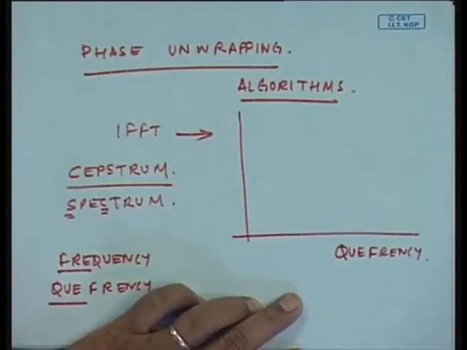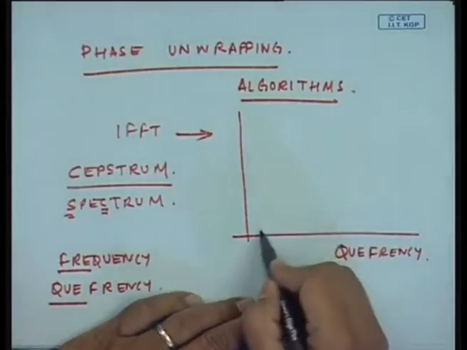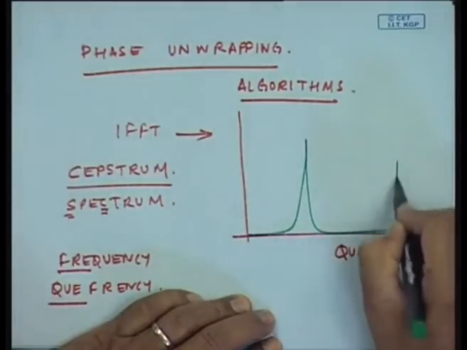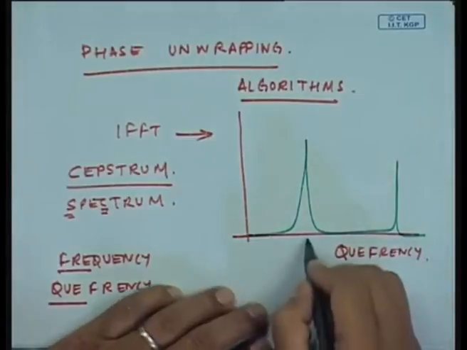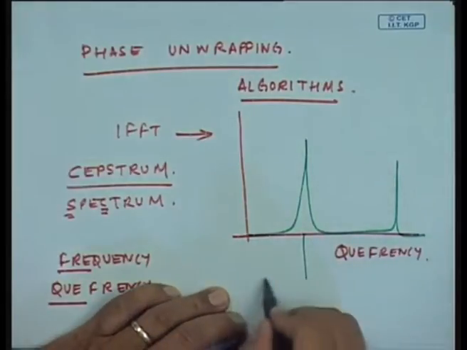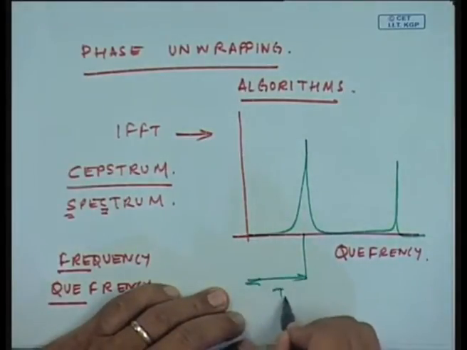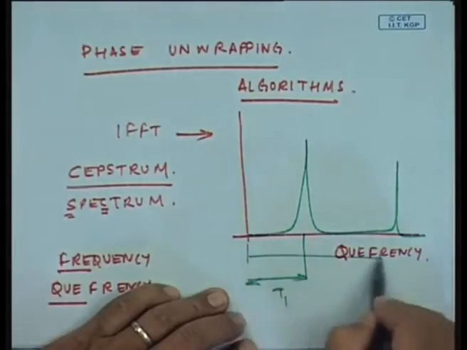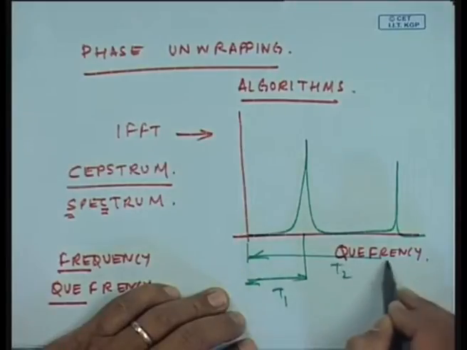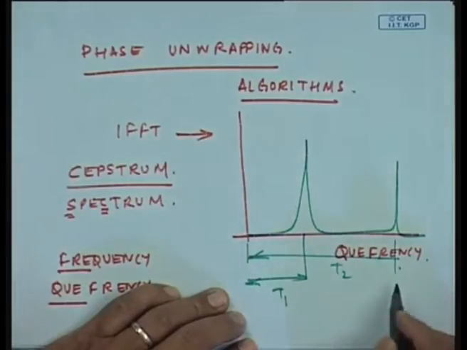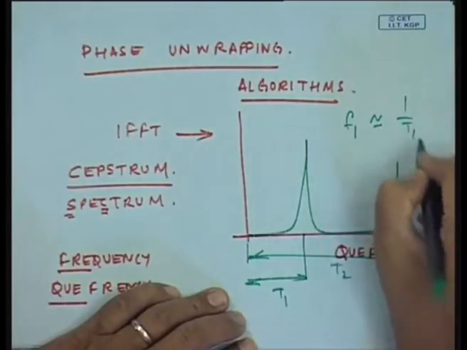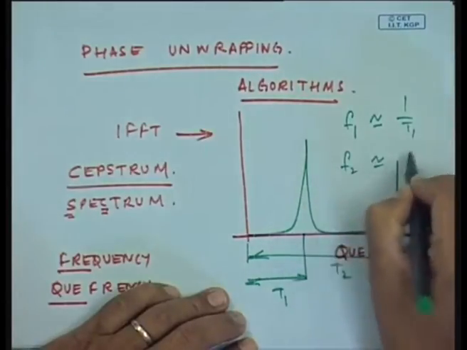Now, in this Q frequency, I will get certain peaks here. Now, this is in the time domain. Say suppose this is t1 time, and then say this is t2 time. F1 will correspond to 1 by t1, F2 will correspond to 1 by t2.